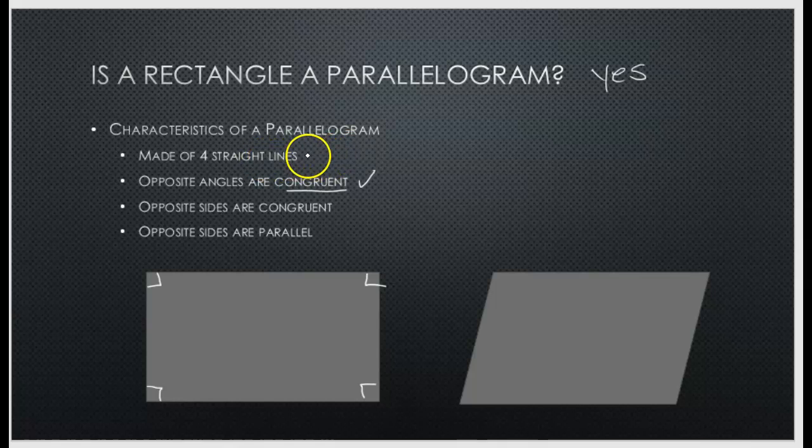It's made up of four straight lines. It's a quadrilateral. Opposite sides are congruent. So we meet that definition. And opposite sides are parallel. So we meet that definition as well. So a rectangle, just like a square, is simply a special kind of parallelogram, in that they have all 90-degree angles. And then of course a square is a special kind of parallelogram where we have all 90-degree angles and all of our sides happen to be congruent.